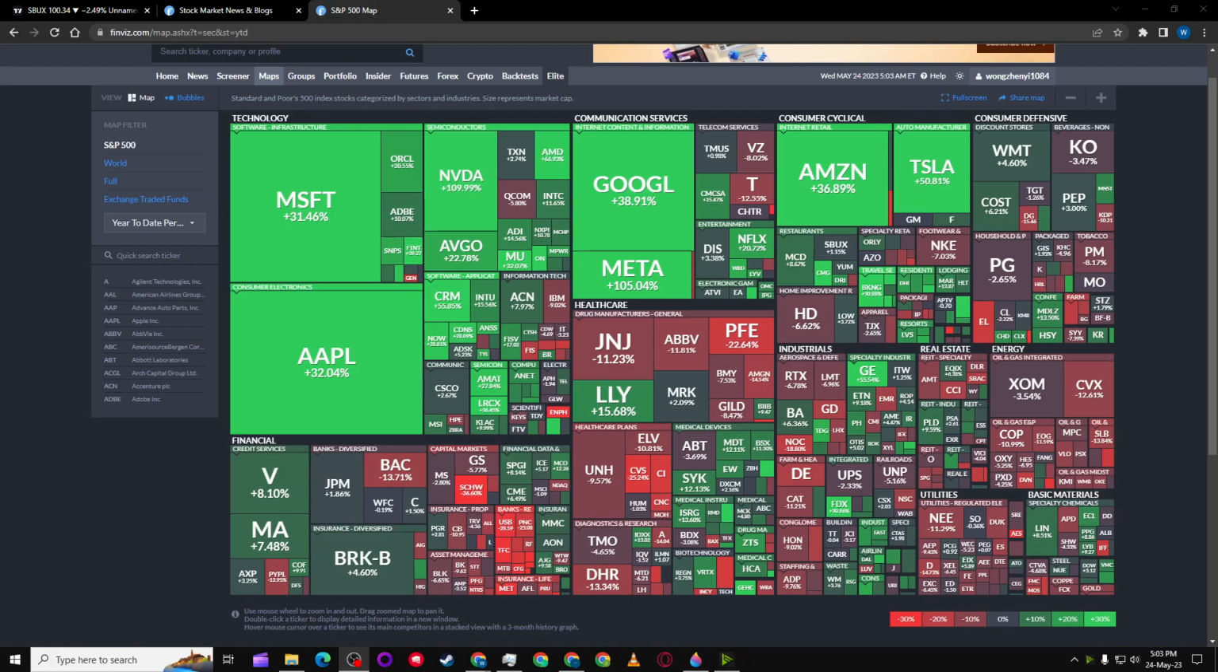So the first one is Finviz. Now, Finviz is very important because of the heat map. So right here you can see the heat map of the S&P 500. And there's two ways you can infer this heat map.